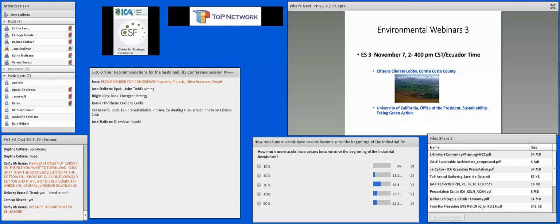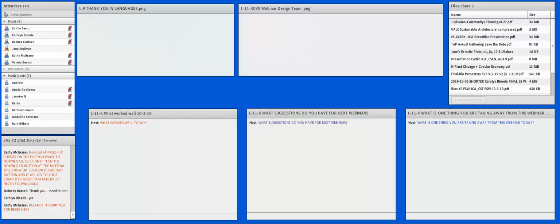The question of how much more acidic have oceans become since the beginning of the Industrial Revolution. I got this from a quiz that was put out by one of the environmental organizations, and the correct answer is 30%. So since the beginning of the Industrial Revolution, we have increased the acidity in our oceans by 30%. Pretty awesome, isn't it?